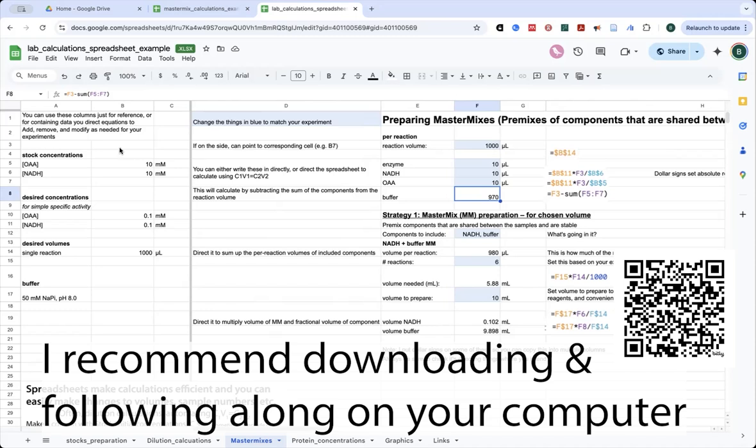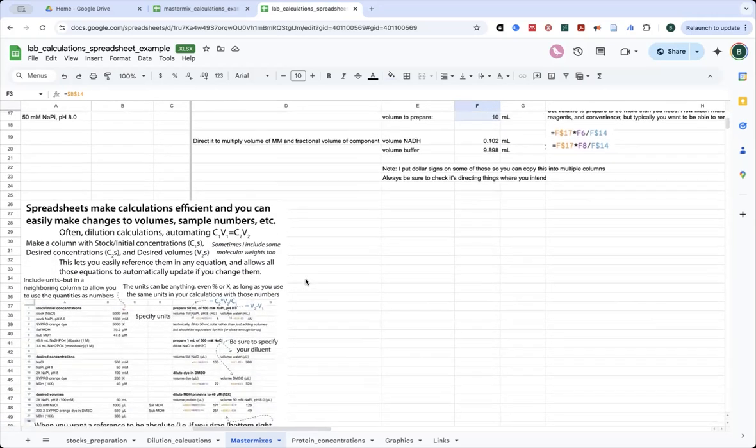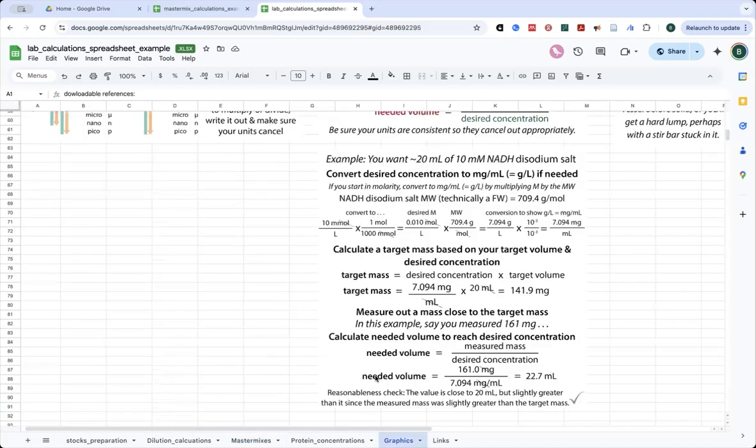Over here, I have these columns where I have my stock concentrations and my desired concentrations. You can have something similar to this where you then direct the cells to go to the cell that you want. And note that I have dollar signs here because the dollar signs tell it this is an absolute reference. So it's going to go back to this single reaction volume each time, even if I were to copy and paste this into a different cell. Much more on dollar signs and that sort of thing in the graphics.